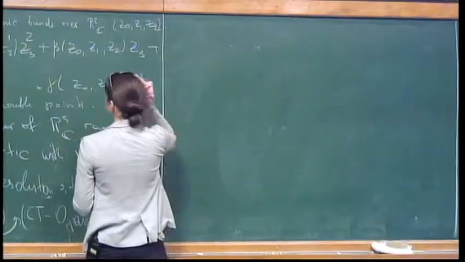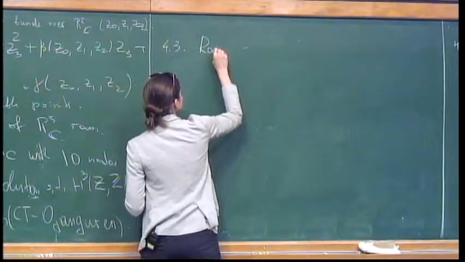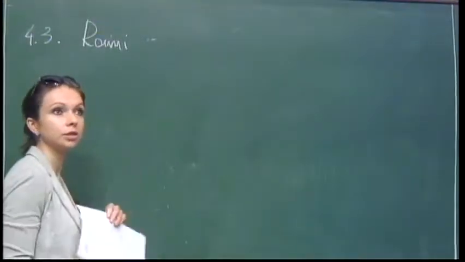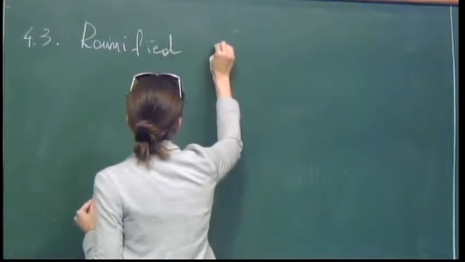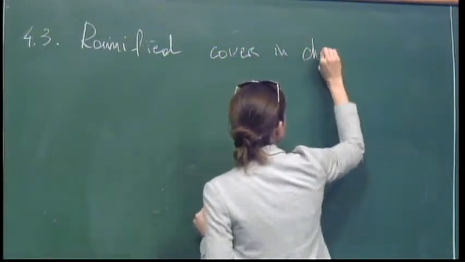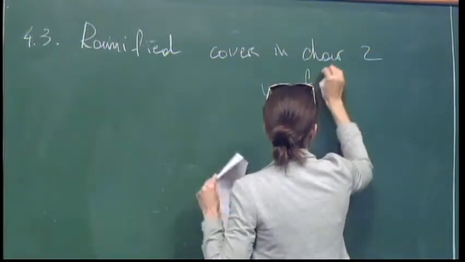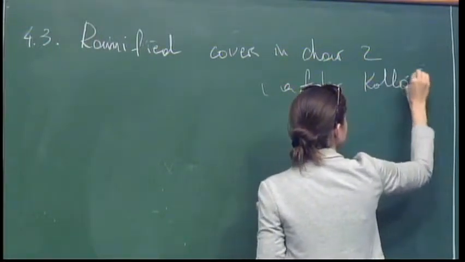So this will be the third part: ramified covers in characteristic 2. So if you like characteristic 2, this is your favorite case. Ramified covers in characteristic 2.